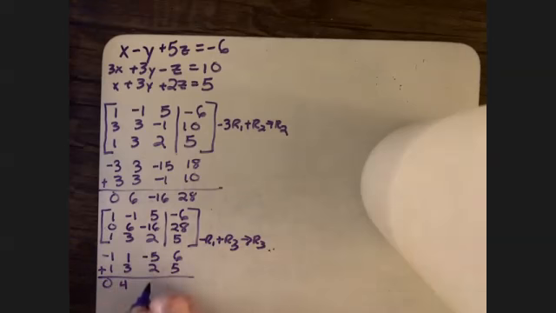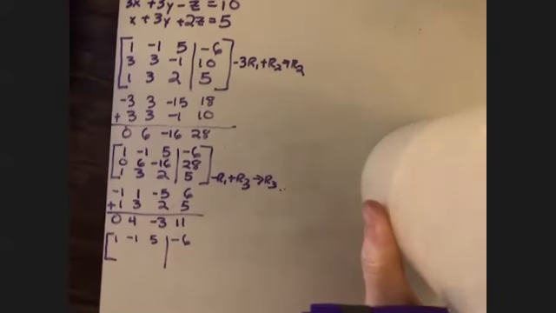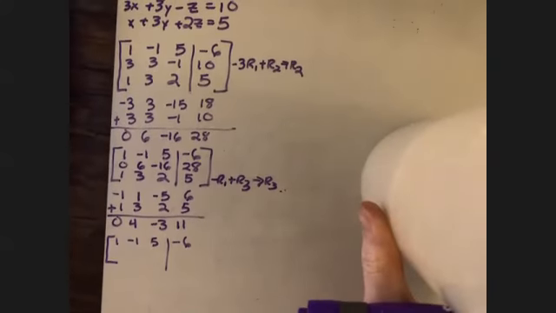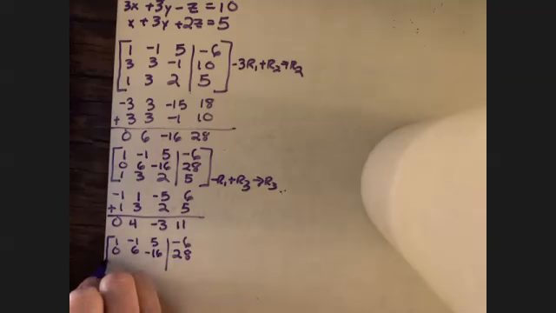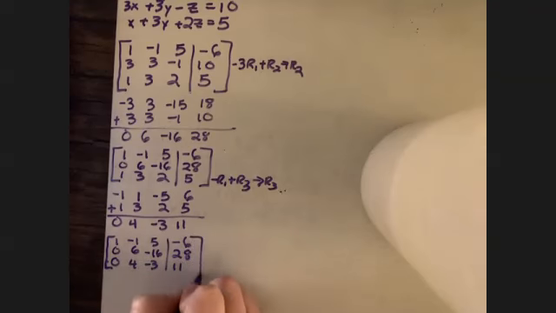0, 4, -3, 11. So we've got 1, -1, 5, -6. Sorry, I'll keep moving down here a little bit. Try and keep all this nice and pretty and square. 0, 6, -16, 28. And then 0, 4, -3, 11.